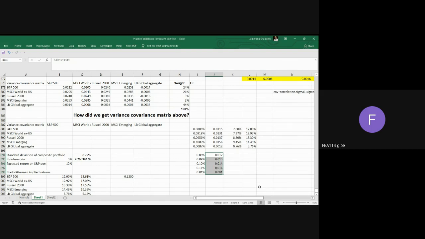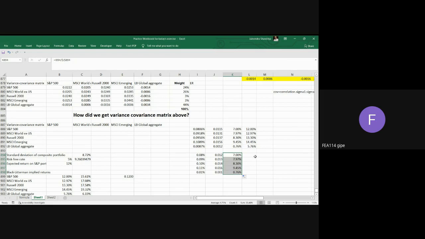So this is okay. Now in the third one, I have to divide this by this, but I have to divide all by this only, so let me make a dollar sign. So this is done, and this is 7%. If I drag it down, I get it for everybody. So I've got the return for all individual components like S&P 500, MSCI, Russell, MSCI Emerging Markets, and Lehman Brothers Gold.